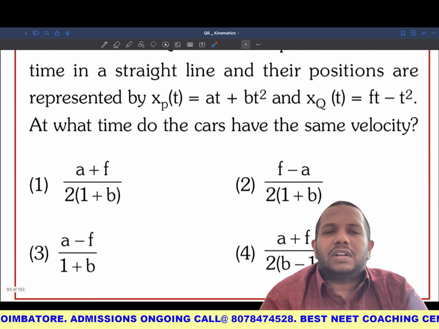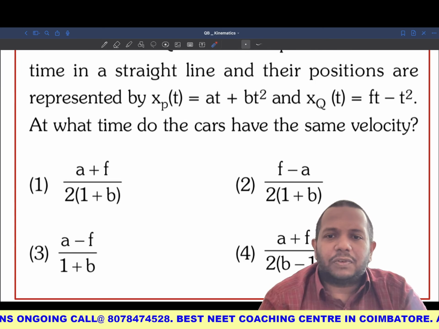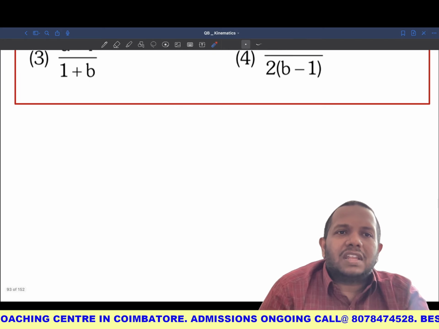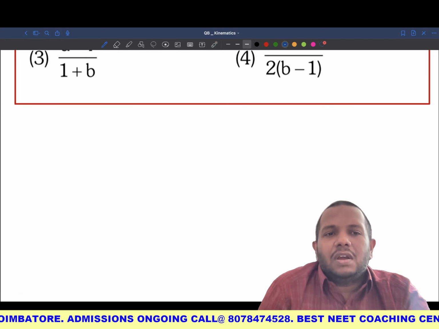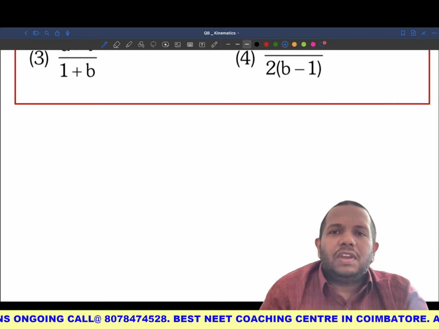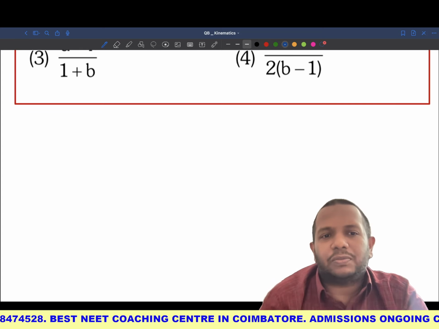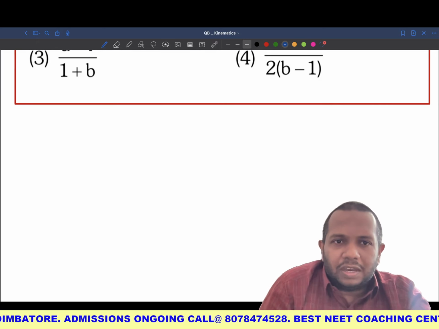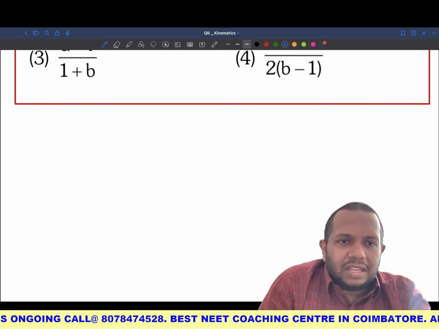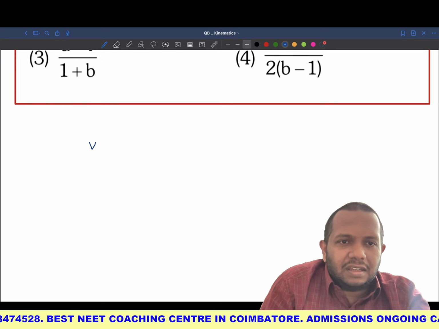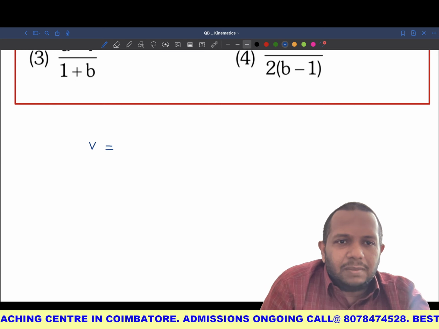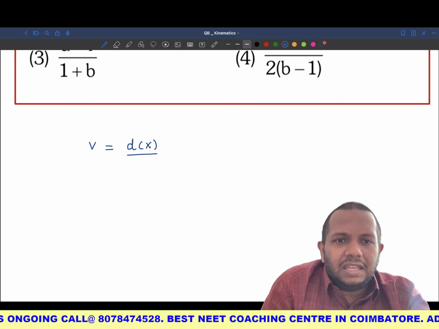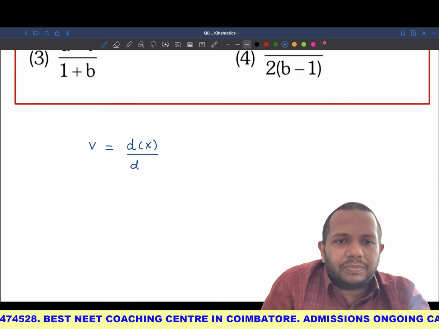Okay, now we need to understand how to solve this question. So first of all, we have learned in our fundamentals that whenever you are given the position vector or the position of a particular object with respect to time, if you do the differentiation of that, you are going to get velocity. So let me first explain that. So I can say, note down here, velocity is nothing but dx by dt. This is the fundamental.